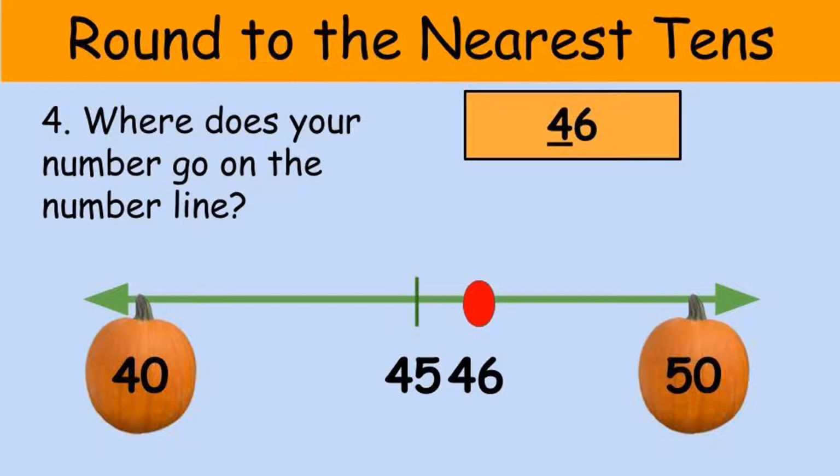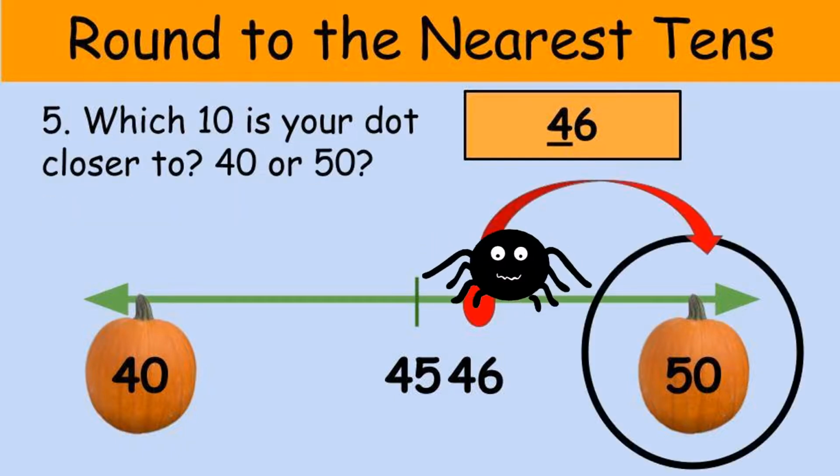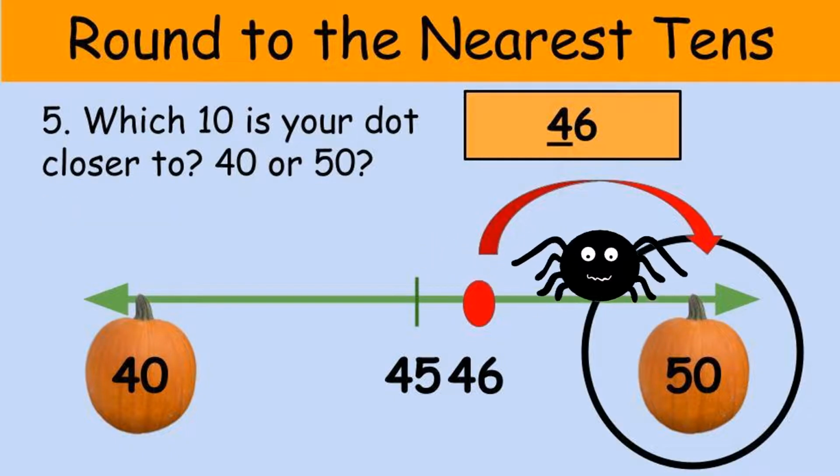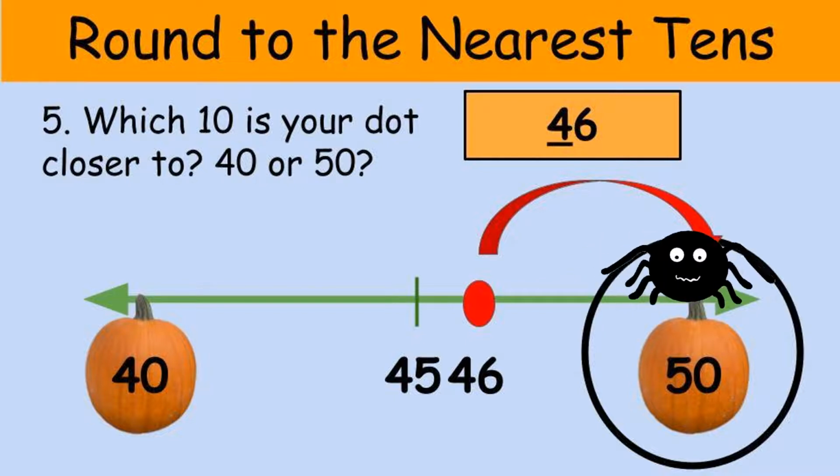Now we're ready to decide where our number goes on the number line. In this case, 46 is right after 45, so I put the dot right after the 45 and labeled it 46 to show where 46 is on the number line. Which 10 is your dot closer to, 40 or 50? The spider says that it's closer to 50, and the spider is correct. 46 is right after 45 on the number line. That's where I put the red dot. As you can see, it's closer to 50 than going all the way back to 40. So when you round 46 to the nearest tens, you get 50.